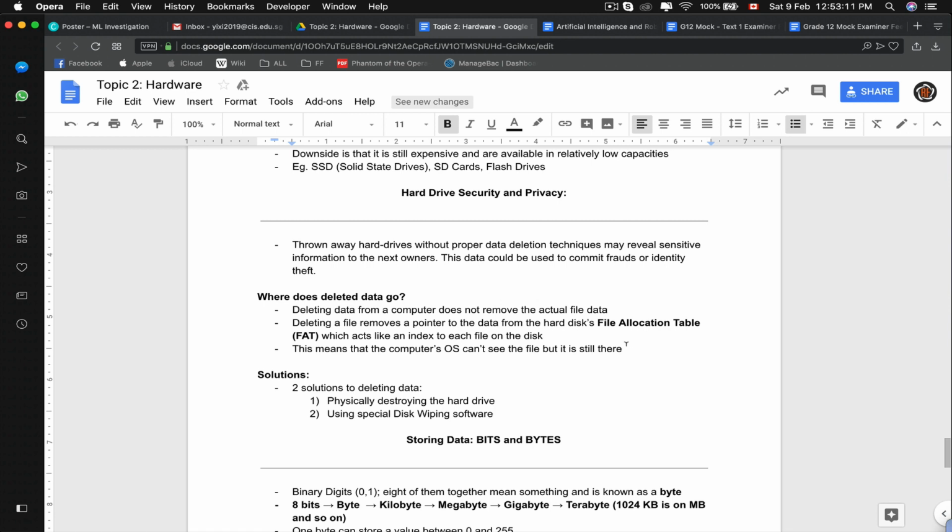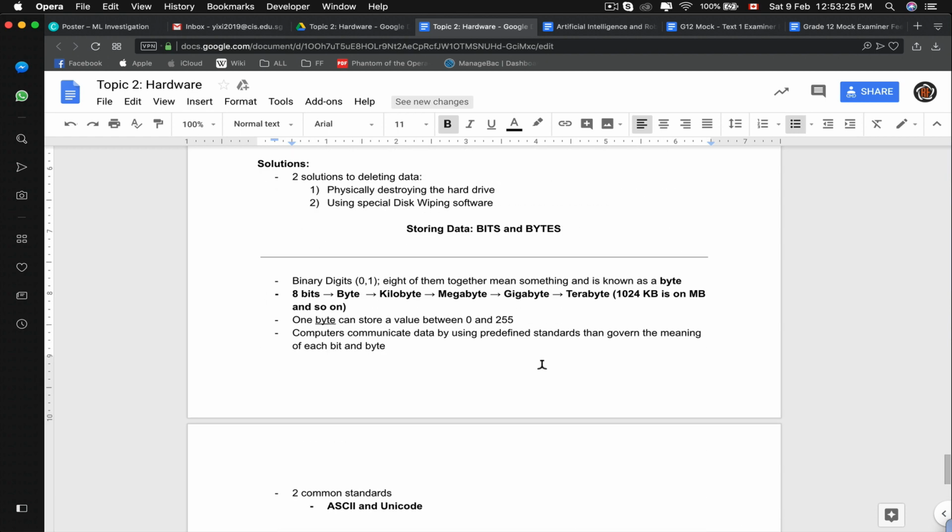So it is important to know that you should never throw away a hard disk without securely wiping it or physically destroying it. Like, you know, if you have an SSD, put a strong magnet next to it, destroy all the data, and then throw it away, or give it to somebody else and torment them.